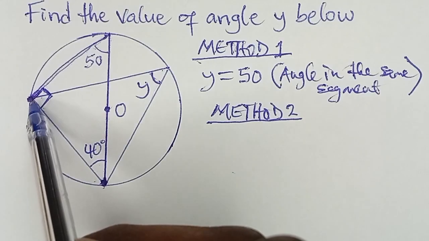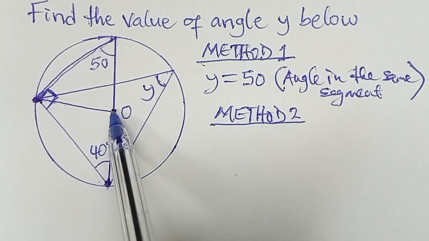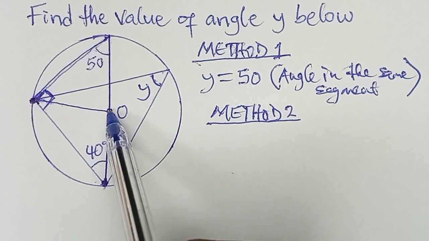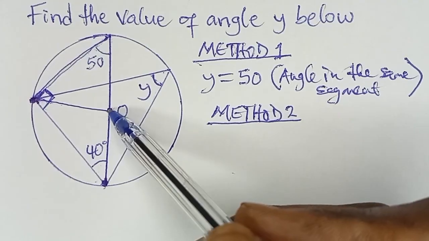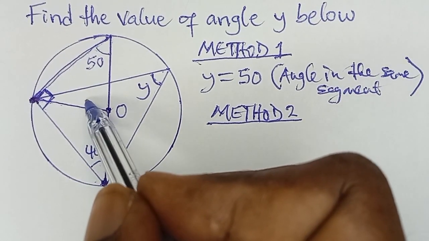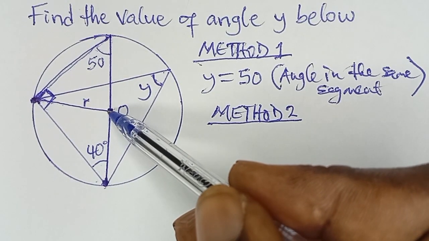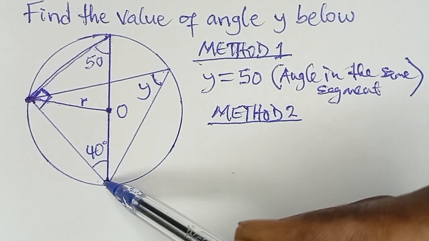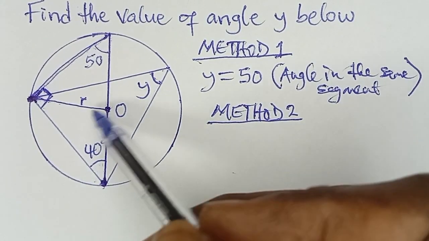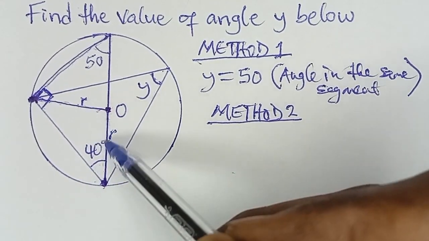Now, the second method is that I'll trace this to the center of the circle. So I trace a line from here to the center of the circle. So a line from the center of the circle to the circumference is a radius, right? And also a line from the center of the circle to the circumference is also a radius. So that means this line is equal to this line, because this is a radius and this also a radius. So the two lines are equal.